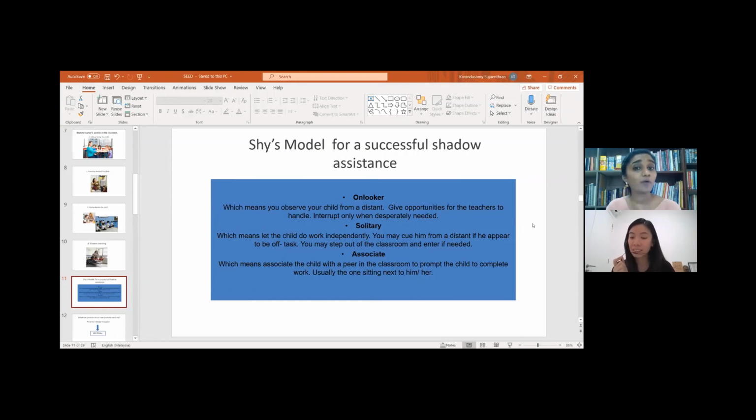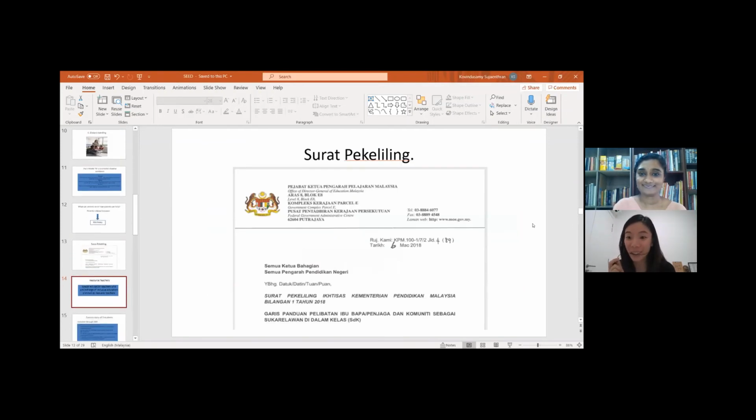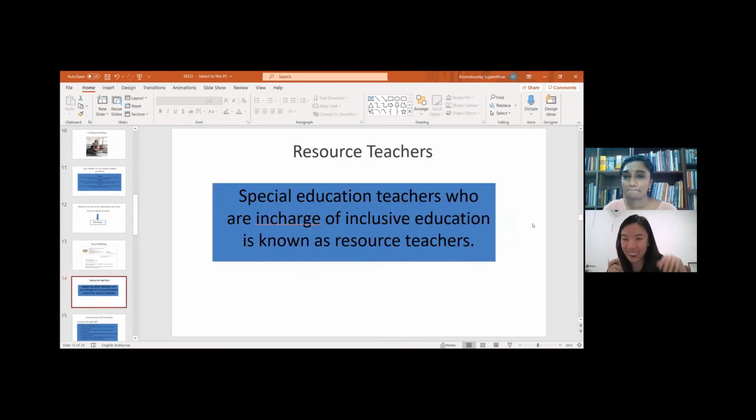And I also give this model to parents if they want to go in as a shadow teacher. Wonderful. Thank you so much for sharing your model. It's actually your name is on it, Shai's model. Yeah, sure. That's so wonderful. Play theory.